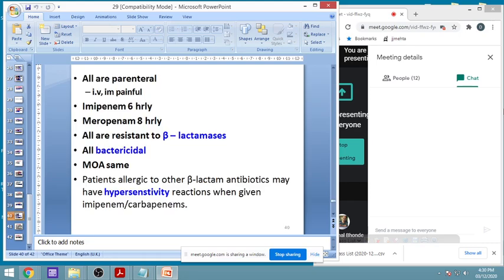All are given parenterally, but the problem is that the intravenous or intramuscular injection is somewhat painful. Imipenem is given 6 hourly, meropenem 8 hourly, and we have seen the last one is once a day. Okay, all are resistant to beta-lactamase, all are bactericidal. The mechanism is the same, and patients who are allergic to other beta-lactams may also have hypersensitivity when given imipenem or other carbapenems.